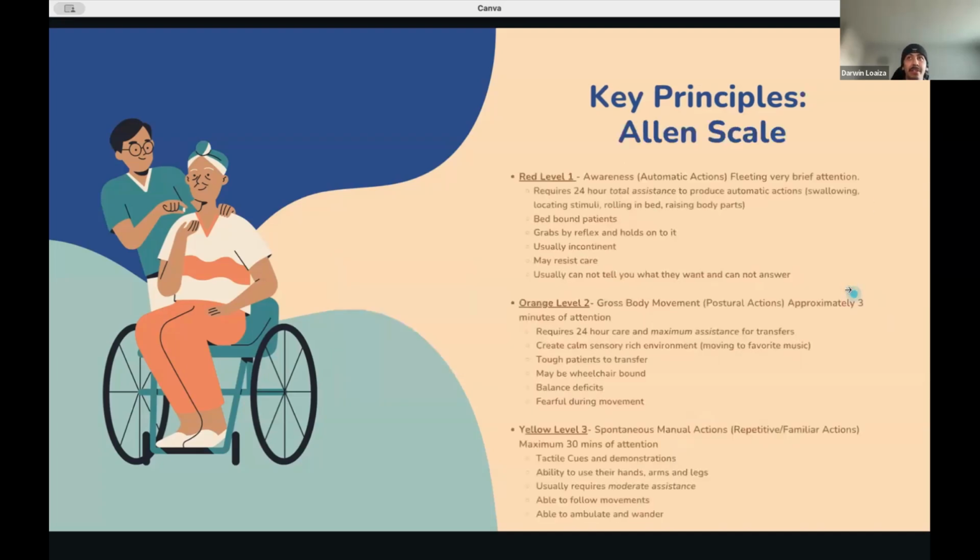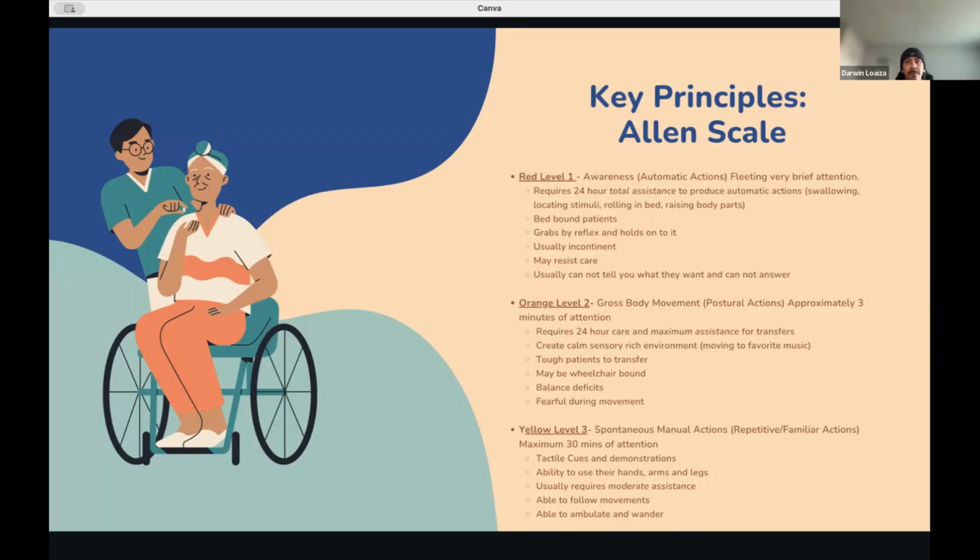Now, the first 3 levels of the Allen scale is red, level 1, which has to do with awareness, automatic actions. The individual's attention span is fleeting and very brief. They require 24-hour total assistance to produce automatic actions such as swallowing, locating stimuli, rolling in bed, and raising body parts. They are also bedbound patients. They grab by reflex and hold onto it, usually incontinent and may resist care, usually cannot tell you what they want and cannot respond to certain stimuli.